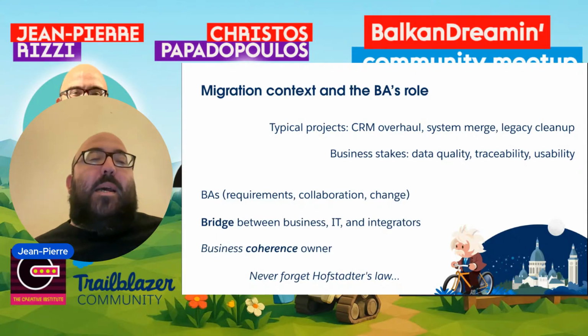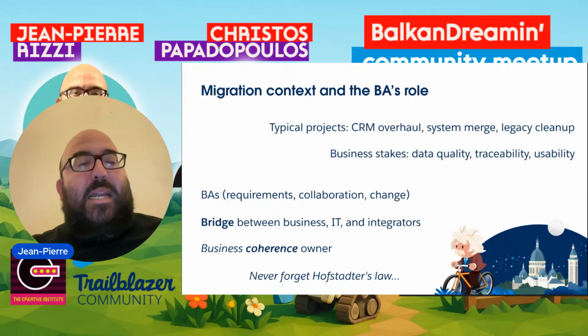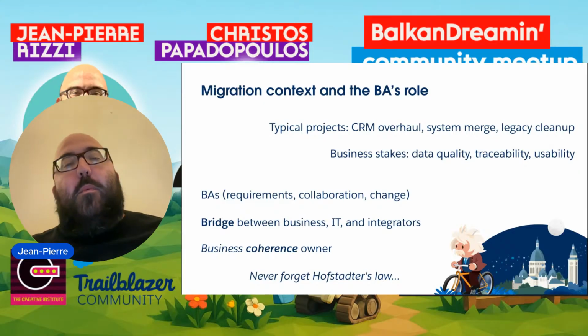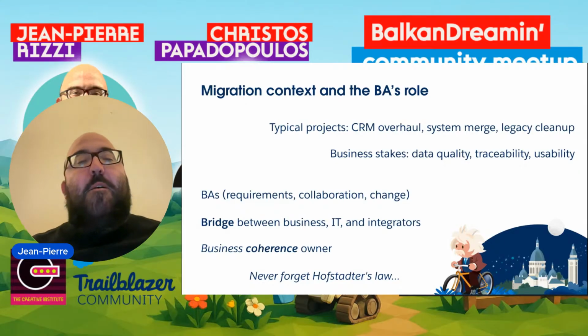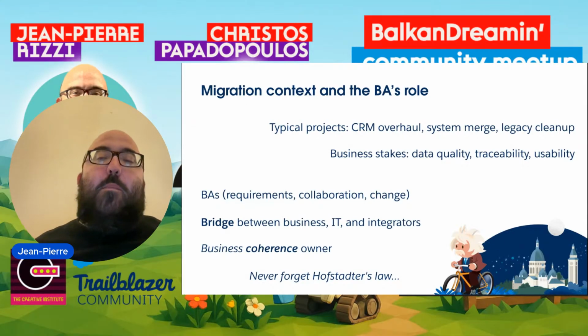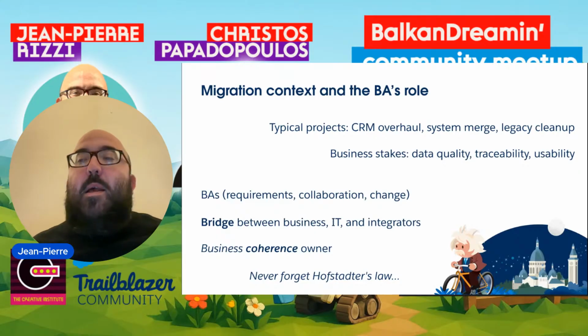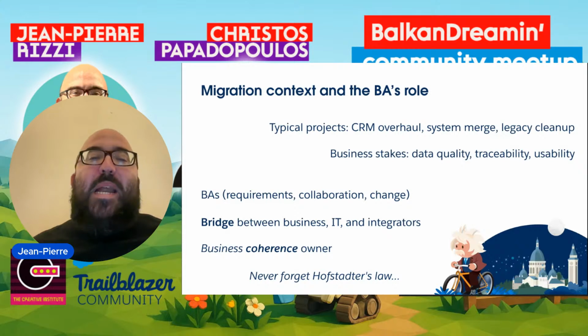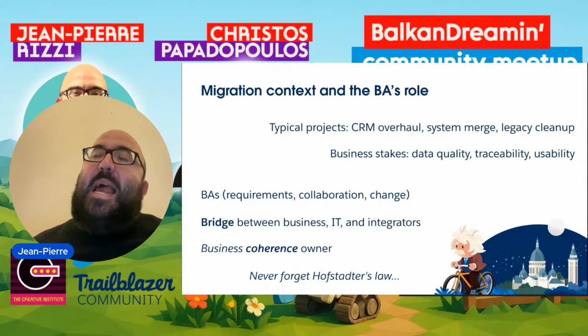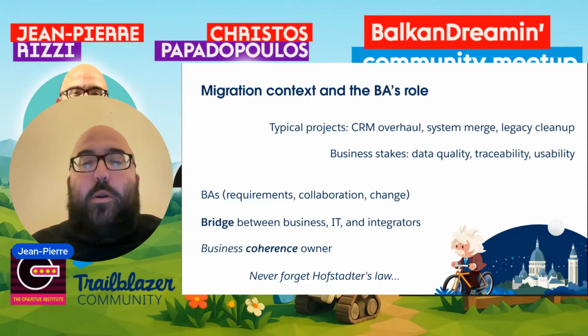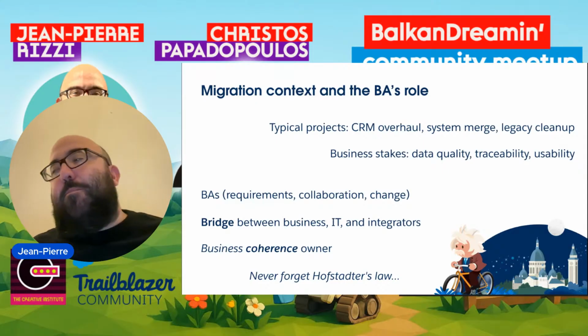And so in that role, you can understand that the business analysts are very, very useful. They're going to be the bridge between business, IT, and integrators, especially because they're going to be able to gather requirements, facilitate collaboration, and manage the change from one system to another data-wise. And really, the business analyst in that sense is the owner of the business coherence.